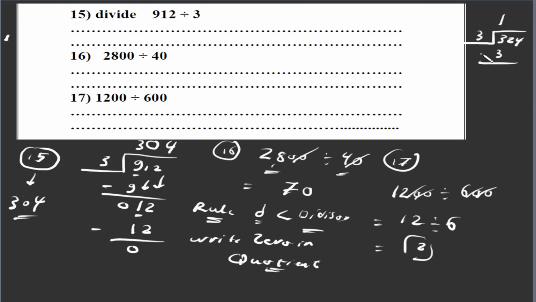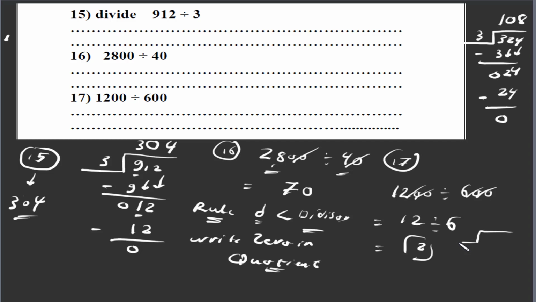1 times 3 will be 3. Write a line and subtract, it will be 0. Bring down 2. 2 is less than 3, so we write 0 here. Pay attention and bring down the next digit. The next digit is 4. So we have 24 divided by 3, it will be 8. 8 times 3 will be 24. Write a line and subtract, it will be 0. So the quotient will be 108.